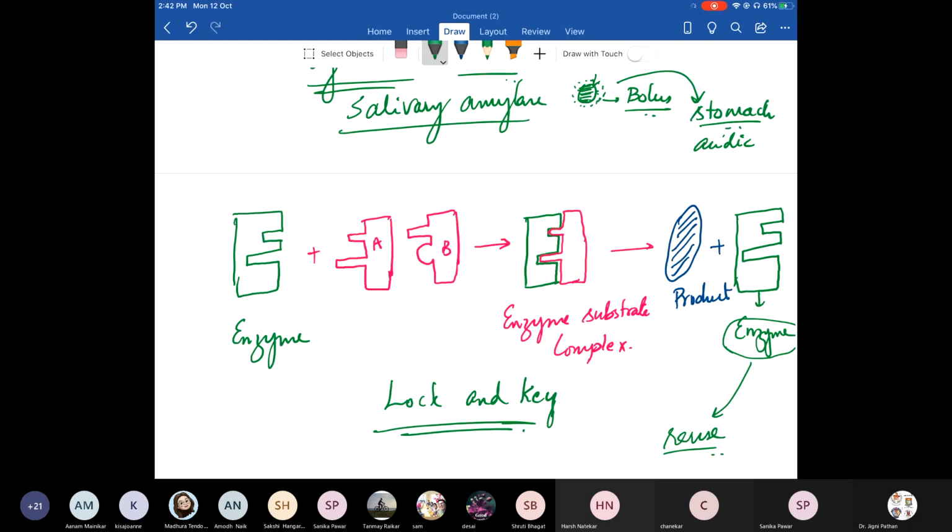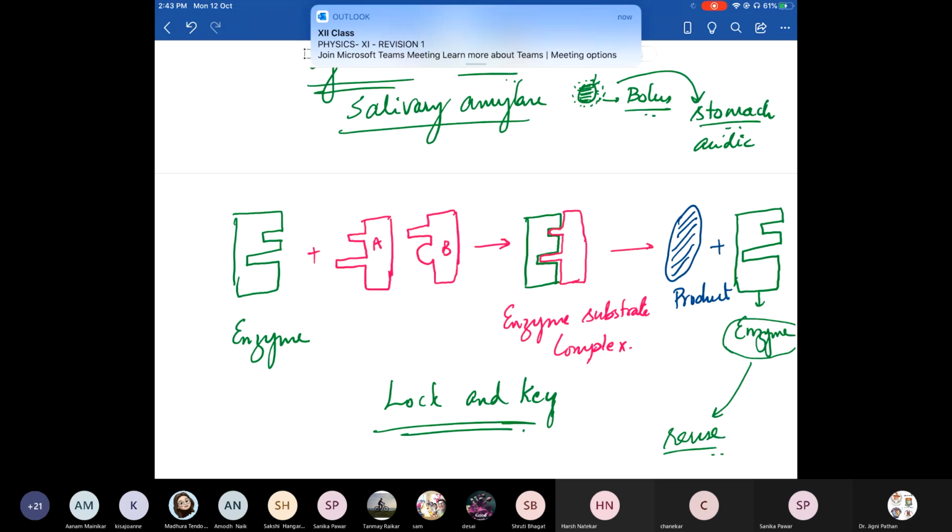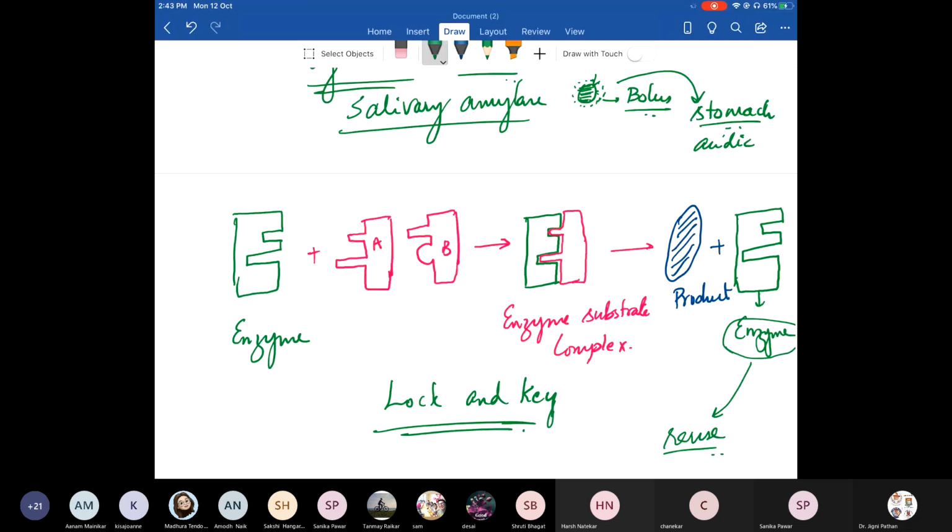Any doubts to anyone? Here, for example, the enzyme will act like a lock and the substrate will act like a key. That's the difference. Getting the point? Next, can we move to the next topic? Have you all understood this part?